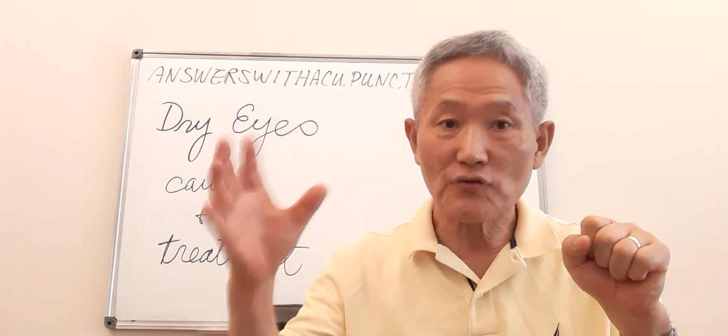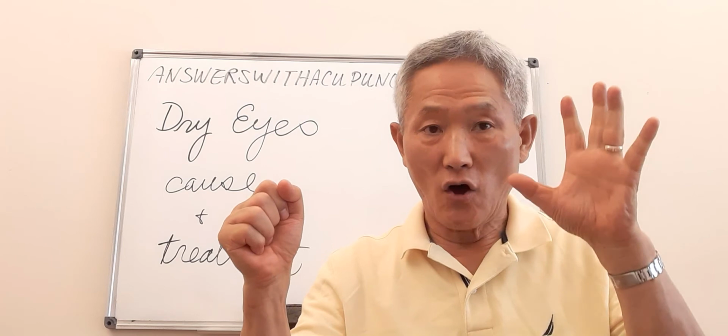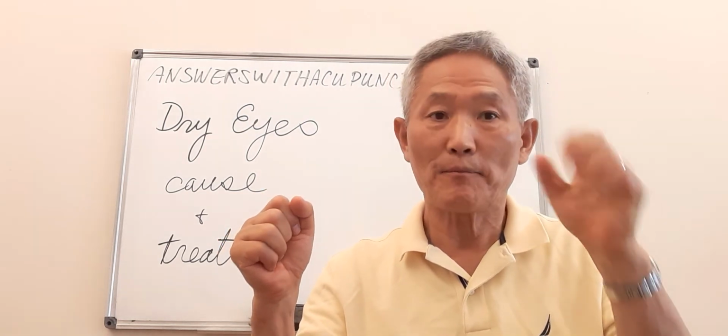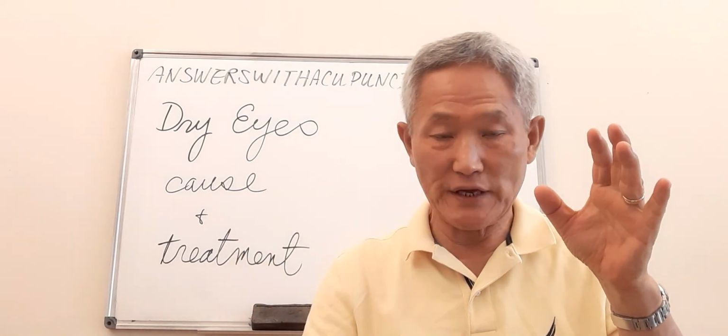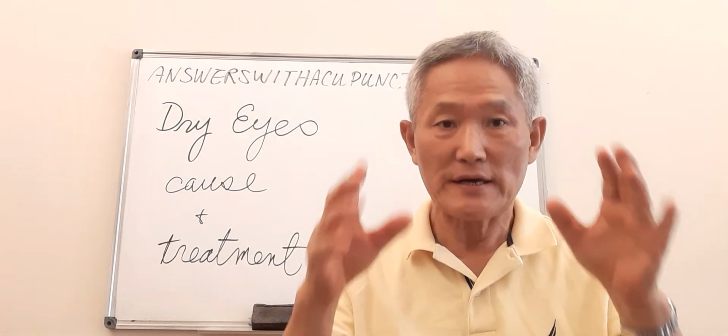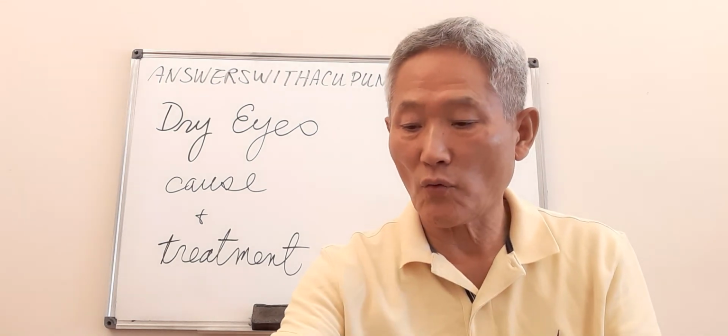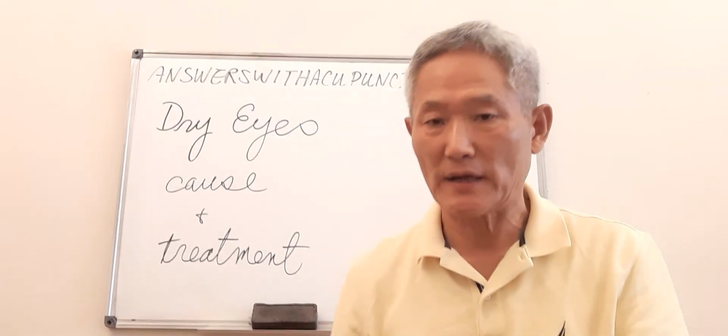So dry eye means there is another kind of heat in here, but something in between, so the tears are not enough. So we explain it this way.